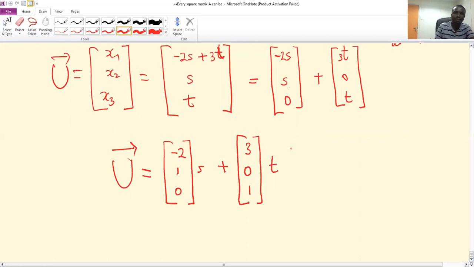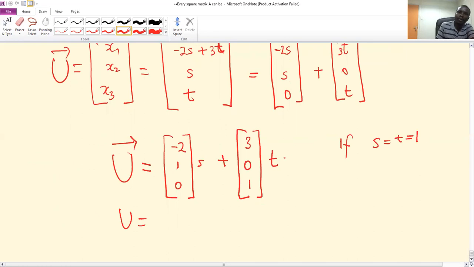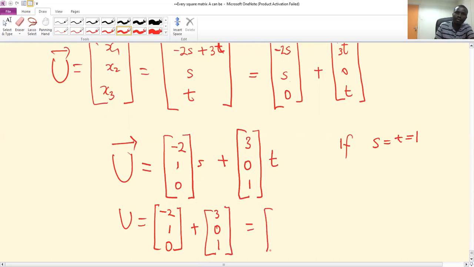So when we let s equal t equal 1, then we'll have u being minus 2, 1, 0 plus 3, 0, 1. This will give you 1, 1, and 1. It's just a possibility.